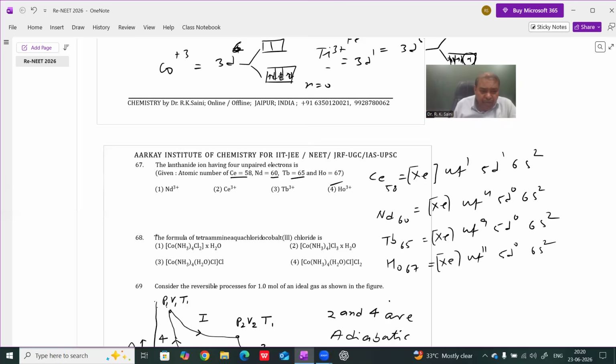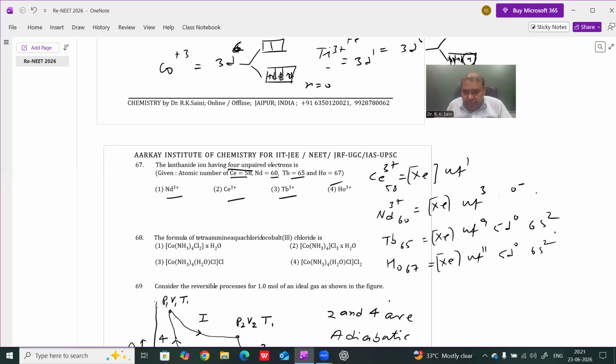And now we make the trivalent cation. In case of trivalent cation of cerium, 1 electron present in d orbital, 1 electron present in f orbital, 3 electrons removed. Therefore, cerium plus 3 contains 1 f electron. In case of neodymium plus 3, 2 electrons from 6s and 1 electron from 4f, and hence it contains 3 electrons in f, in which the examiner required 4 unpaired electrons. In neodymium plus 3, only 3 unpaired electrons.